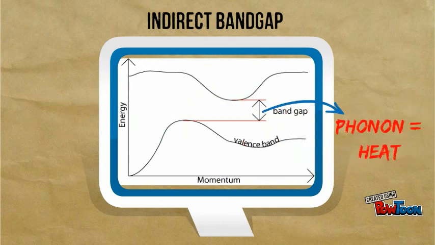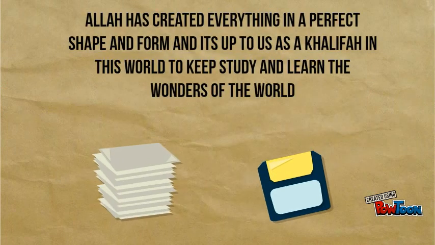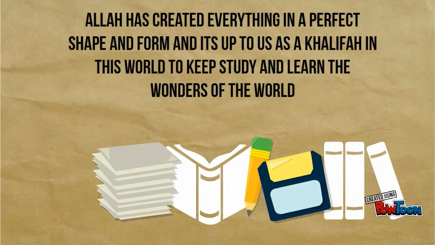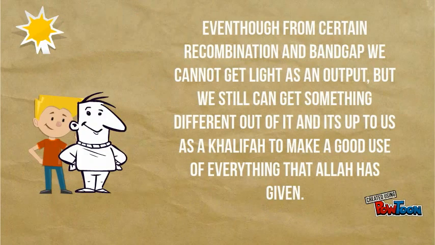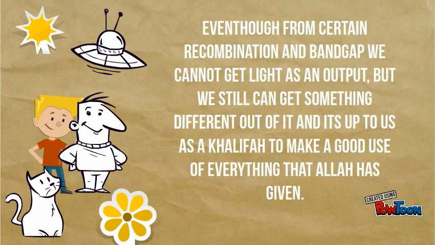Allah has created everything in a perfect shape and form, and it's up to us as a Khalifa in this world to keep studying and learning the wonders of the world. As we can see previously, even though from certain recombination and bandgap we cannot get light as an output, we still can get something different out of it, and it's up to us as a Khalifa to make good use of everything that Allah has given.